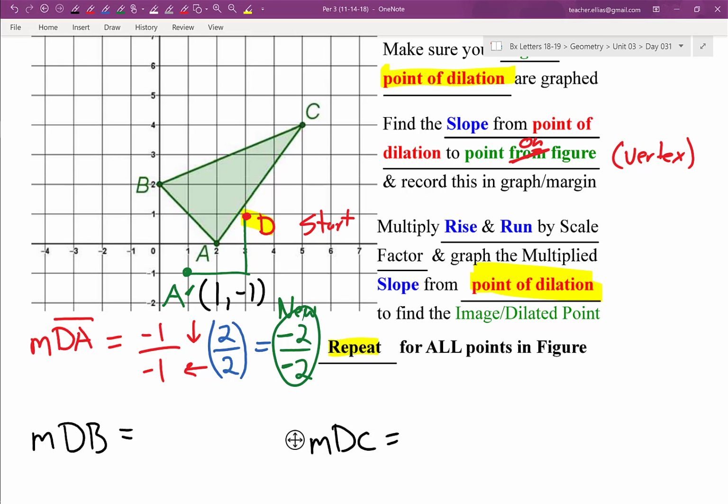Okay, so first off, it's gonna get dilated, right? It's gonna get bigger or smaller. How do you know? So now, from the dilation, you're not going to go up 1 and over. Up 2 and then over how much?